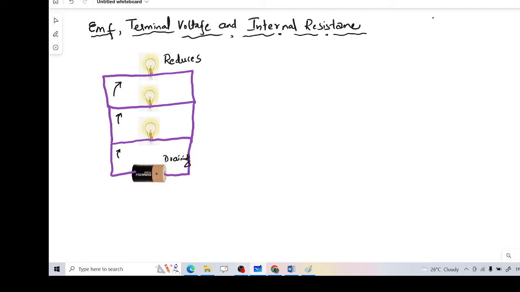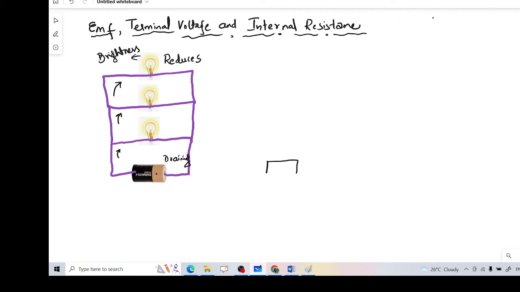When I connect more bulbs parallel to this battery cell, the brightness of the bulb reduces. This is because with more circuit connections, more current is drawn from the battery cell. The more current is drawn, the brightness reduces, because the same potential drop is applied across all the three bulbs.